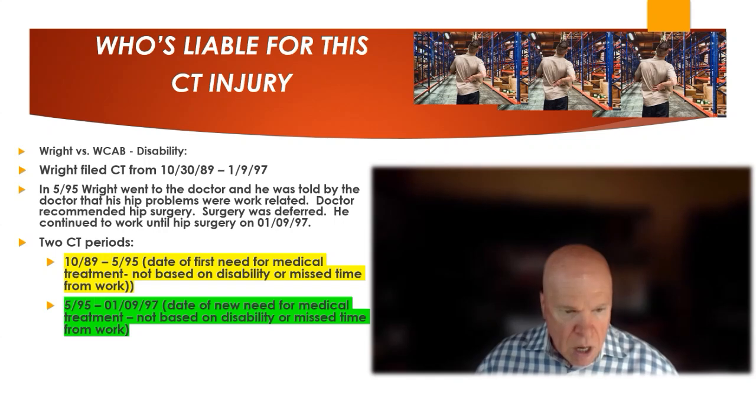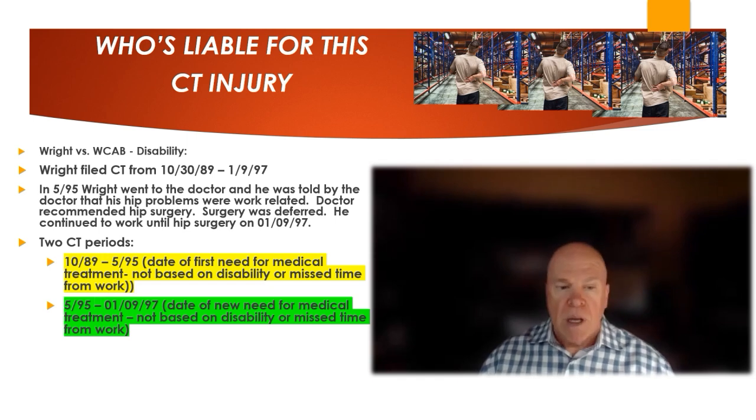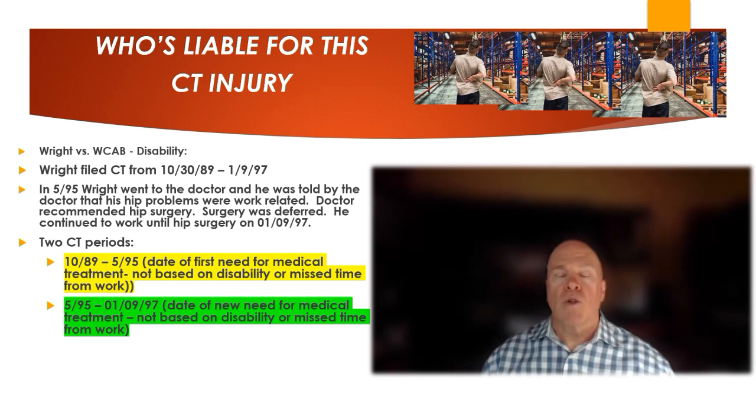The arbiter found 1 cumulative trauma period from the beginning of the employment all the way through to 6 years later, when Mr. Wright had his first need for medical treatment. And this cumulative trauma period is based on the finding of a cumulative trauma injury through the testimony of the doctor who described a need for medical treatment. The need for medical treatment is what solidified the finding of an injury. And so there was an injury found, and the cumulative period was 1989 through 1995.